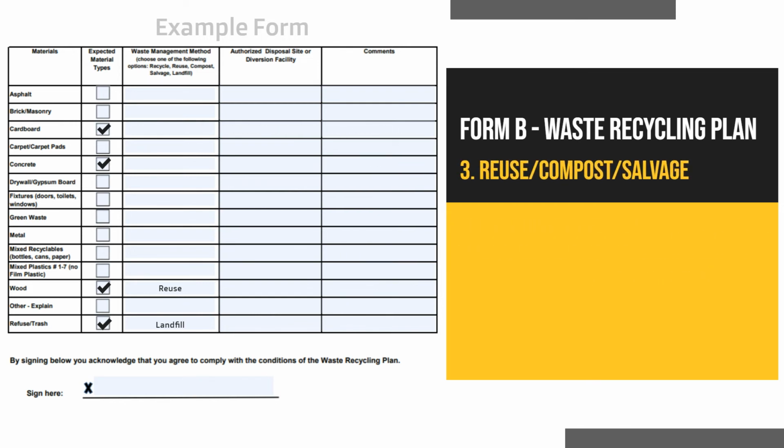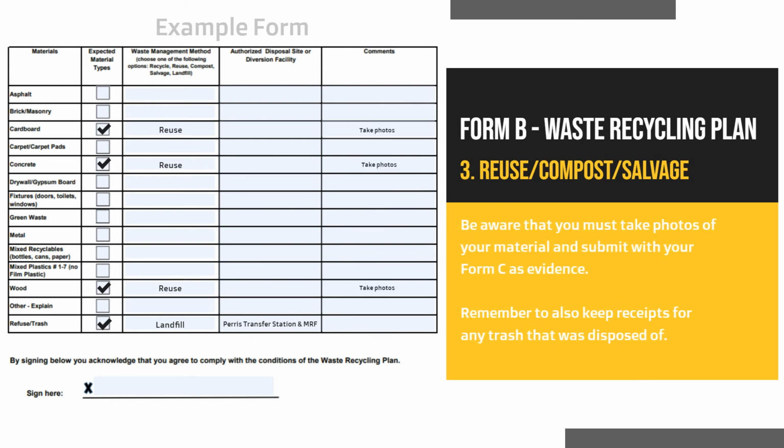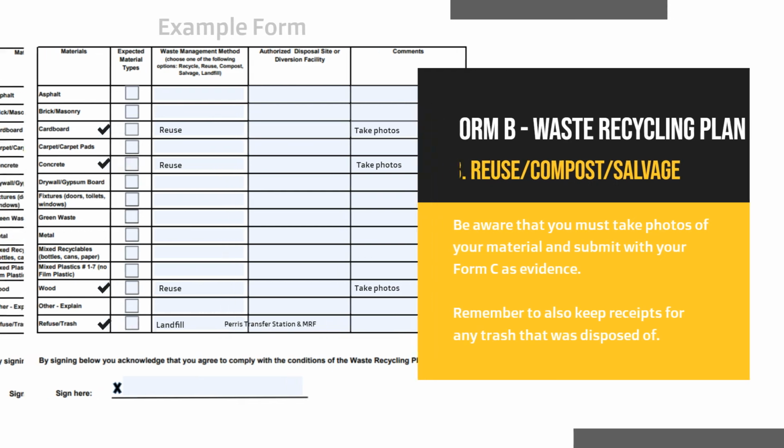Another option is to reuse, compost, and/or salvage some or all of your C&D waste. Please reflect either of these options as your waste management method in the third column. Be aware that you must take photos of your material and submit with your Form C as evidence. Remember to also keep receipts for any trash that was disposed of.